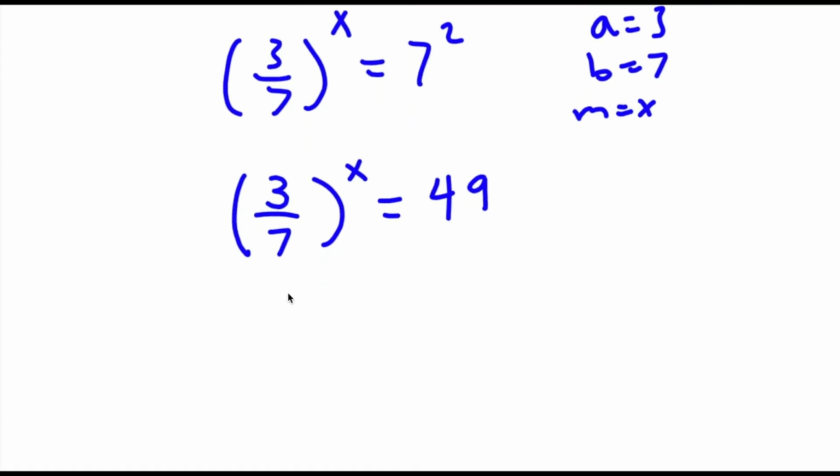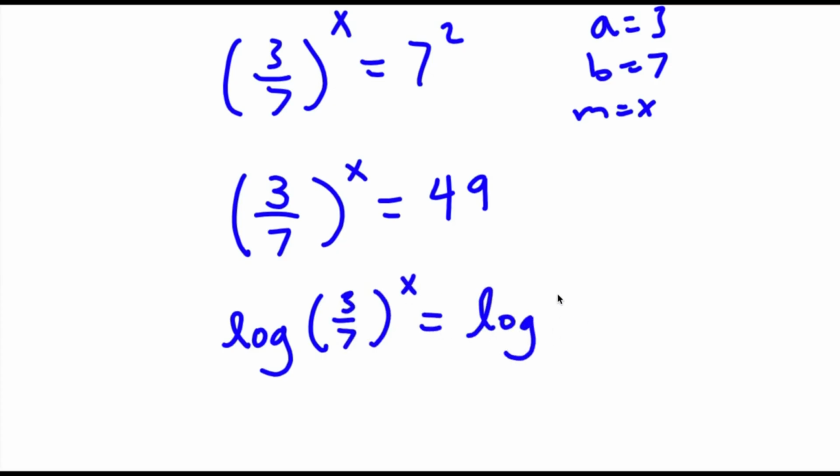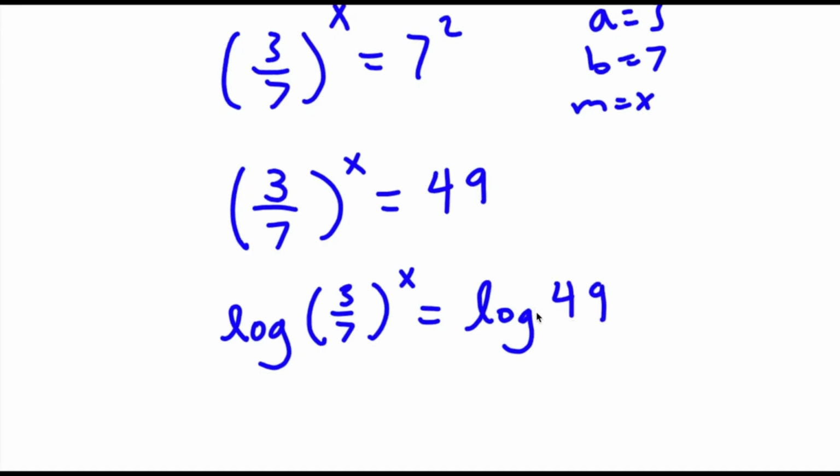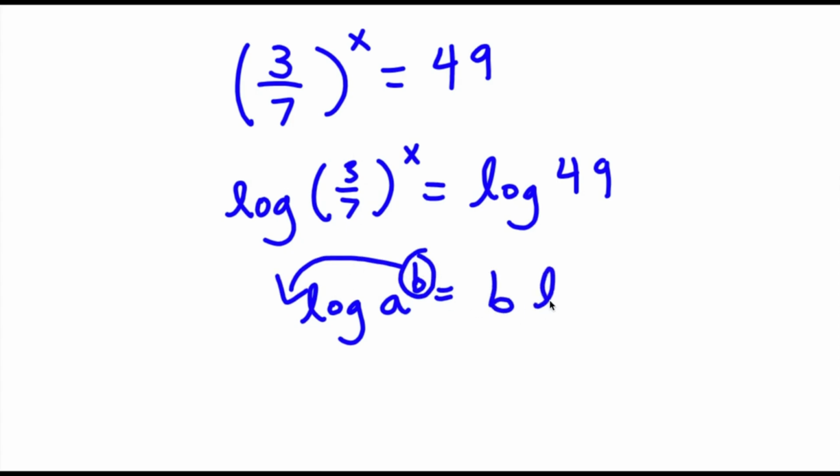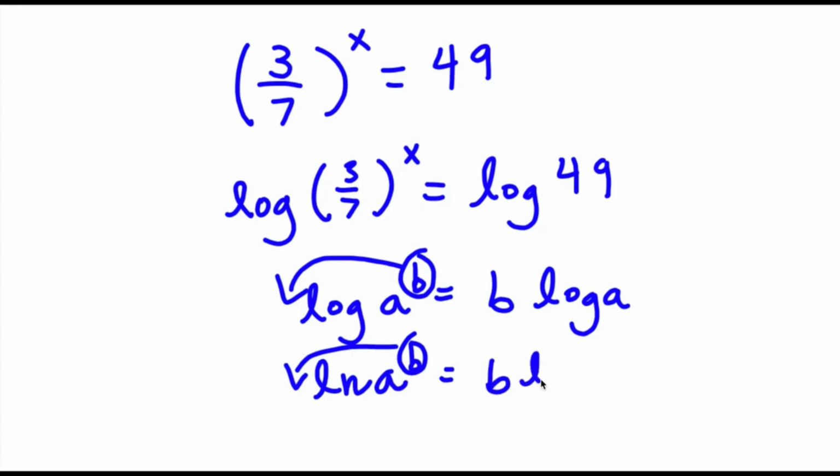Now, I'm going to take the log on both sides. So now I have log of 3 over 7 to the power of x is equal to log 49. And if I take the log of a to the power of b, I can actually move this exponent b to the front of the logarithm. So this would equal b times log a. And the same thing is also true for natural logs. So if I have ln of a to the power of b, I can move this exponent b to the front, so this would equal b times ln a.